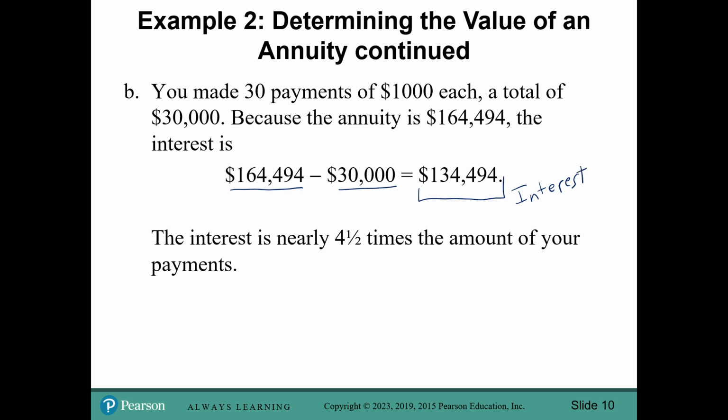So, at a 10% rate here, we are making $134,494, and all that we're investing per year is $1,000 for 30 years. Okay, it's a lot of money, also a lot of time, but it is indeed a lot of money. At just $1,000 per year, 10% is a great rate of return as well. We are going to make $134,494. The interest is nearly 4.5 times the initial amount of your payments.